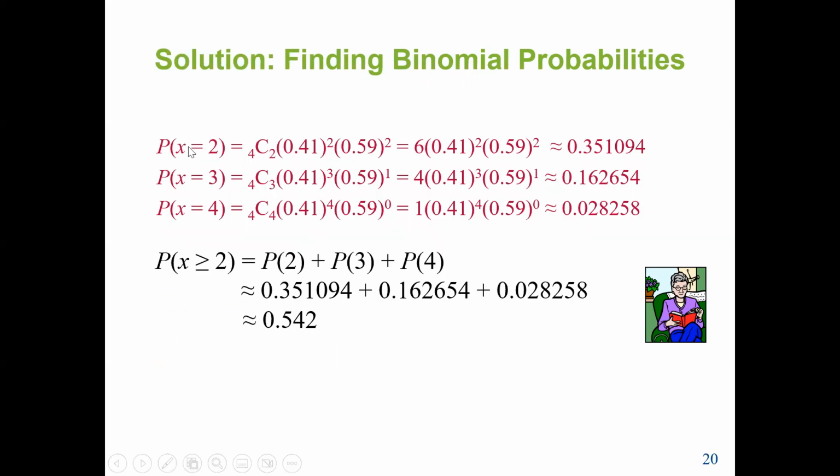We find the probability that X equals 2, that gives C(4,2) times 0.41 squared times 0.59 squared, and that gives us 0.351094. When X is 3, we get C(4,3) times 0.41 to the power 3 times 0.59 to the power 1. Then X equal to 4 means C(4,4), which will give us 1, because if the total tries is 4 and the successes are 4, then there is only one combination. So that's why the answer is 1. When we add the probabilities of X is 2, X is 3, and X is 4 all together, our total answer is 0.542.